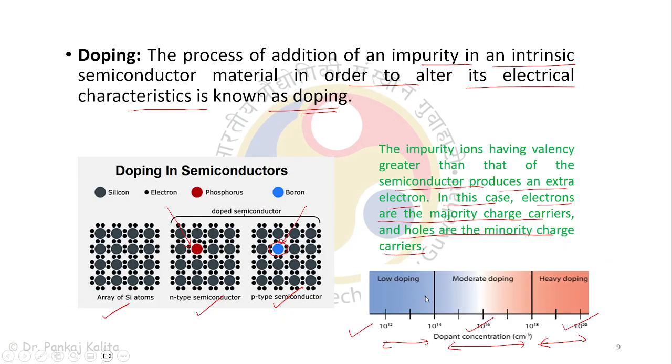So the doping could be low, moderate, or heavy, depending on the dopant concentration. This is the range signifying whether it is low doping, moderate doping, or heavy doping.